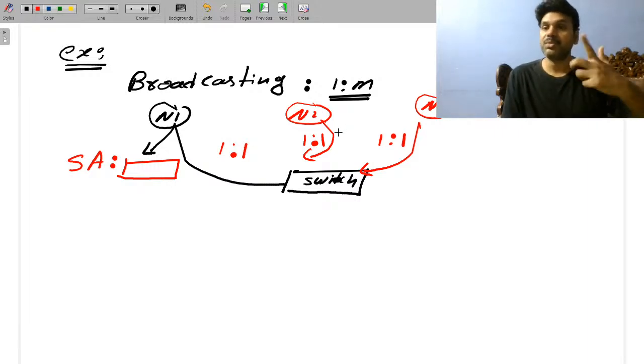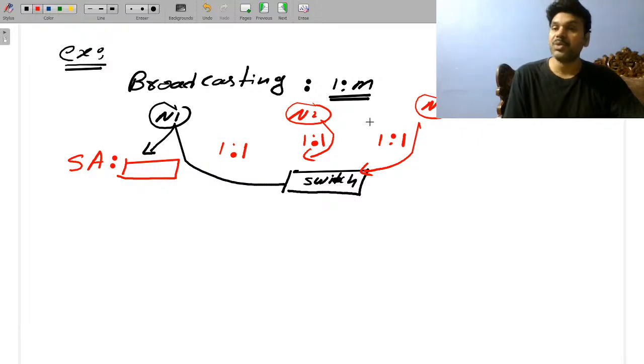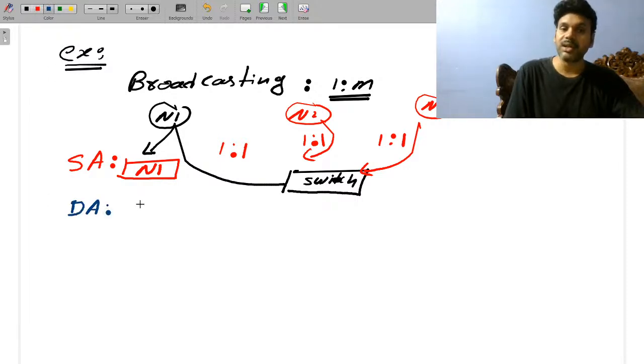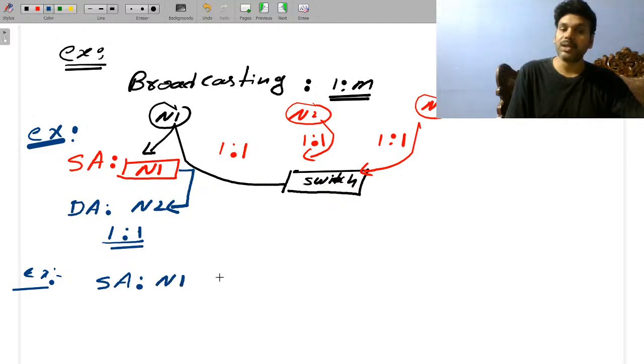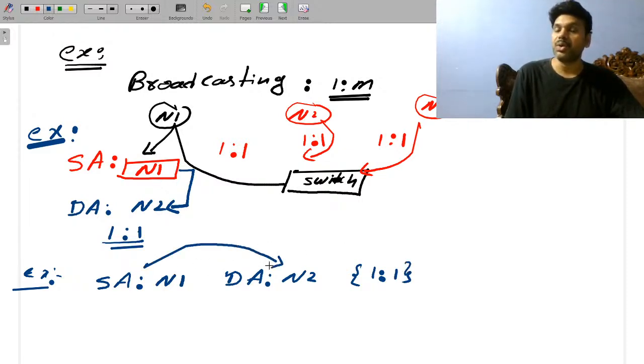Now, how are you going to do one to many communication here? A very beautiful question this is. Now, the source address I am writing as N1. If my destination address is N2, this is purely 1:1 communication, because your packet will go exactly to N2 only. If the source address is N1 and the destination address is N2, it is 1:1 communication, no doubt, because the packet will arrive only at N2, not anybody else.